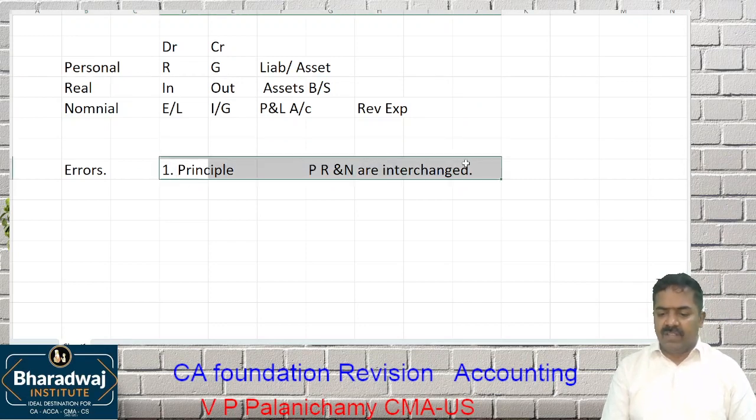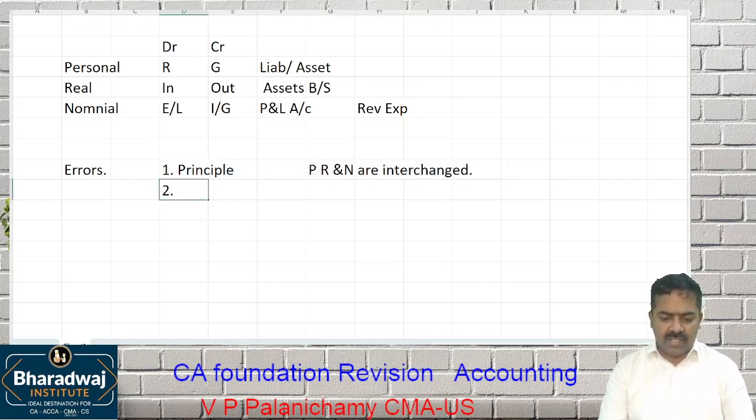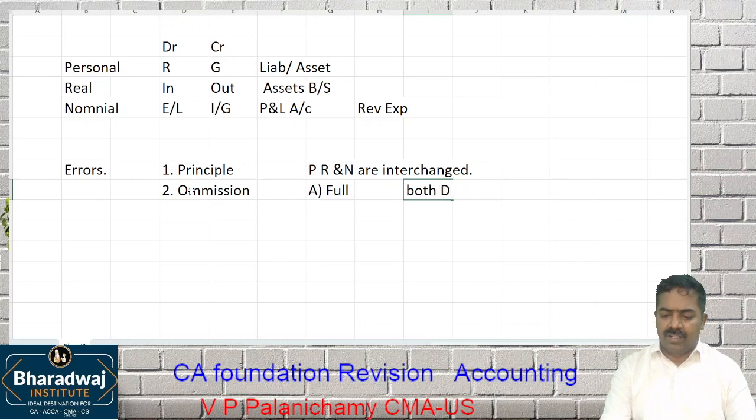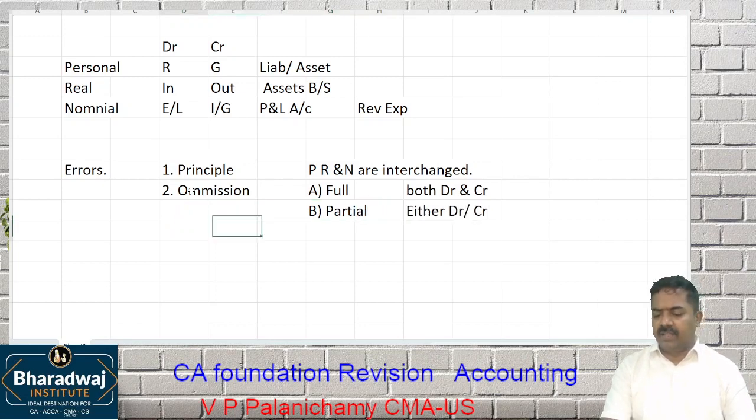It happens when you interchange personal, real and nominal accounts. Second is error of omission. Error of omission can be full omission, which means both debit as well as credit is omitted. It can be a partial omission, where either debit or credit is omitted. That is called error of omission.